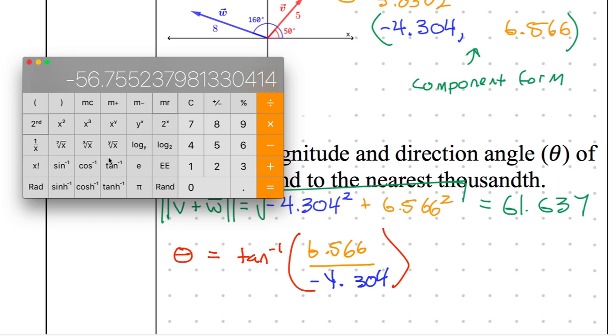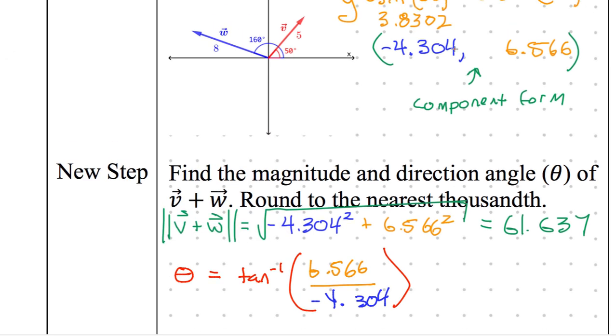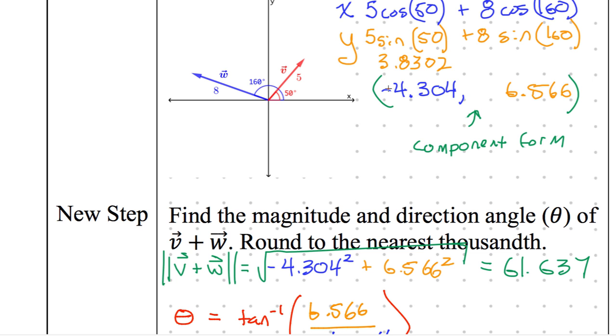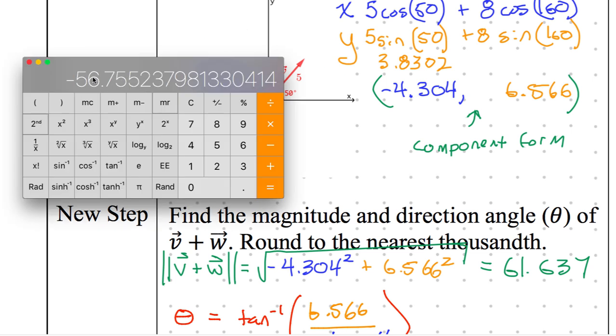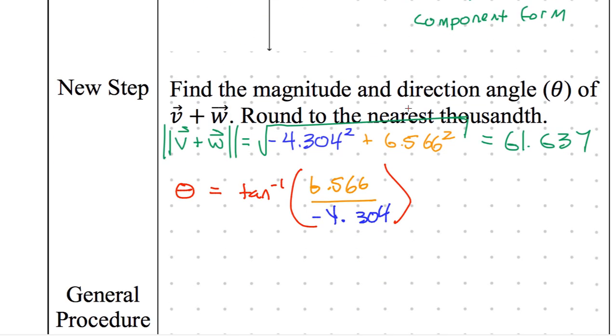That's a good question. So look at the component form right here. I go negative in the x direction and then positive in the y direction. Oh, it has to be on the second. So it should be in the second quadrant. Yep. Is this angle right here in the second quadrant? So I need to add 180. There it is, 123.245.